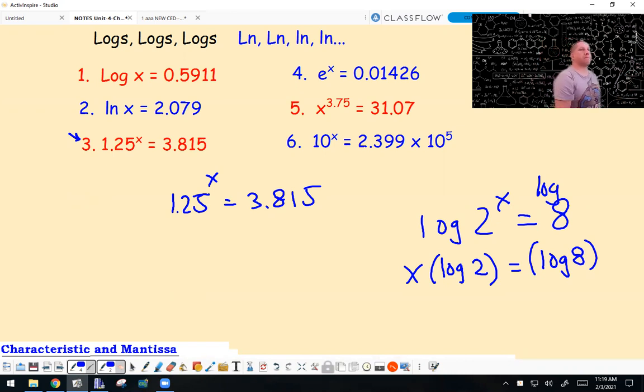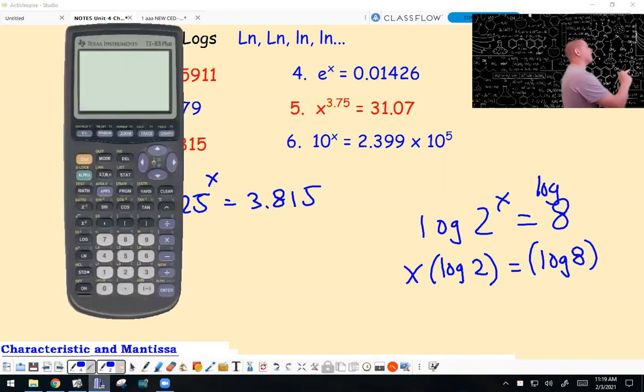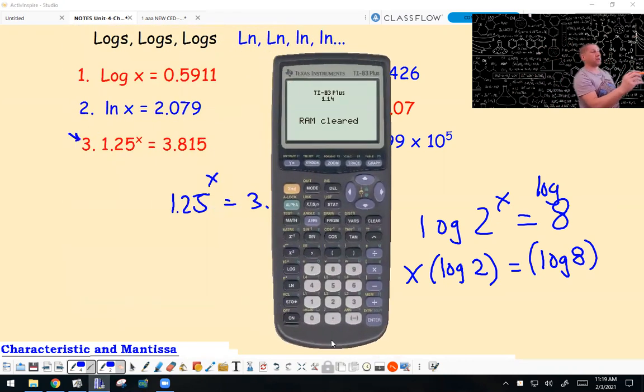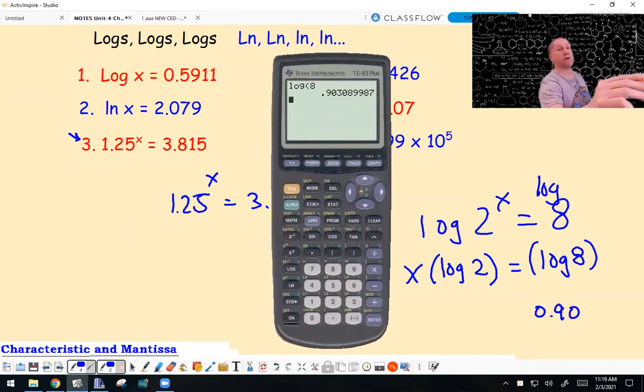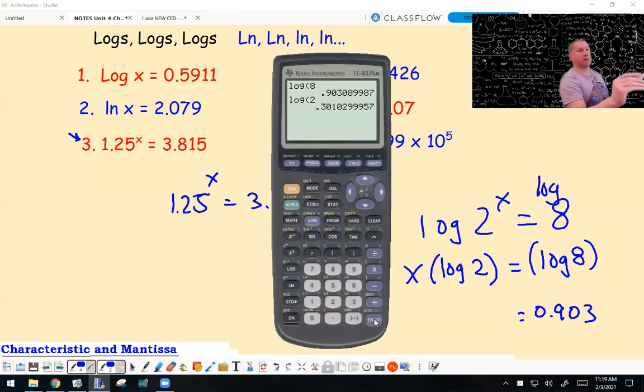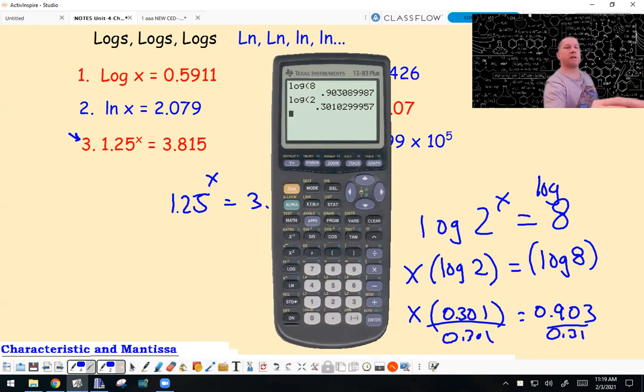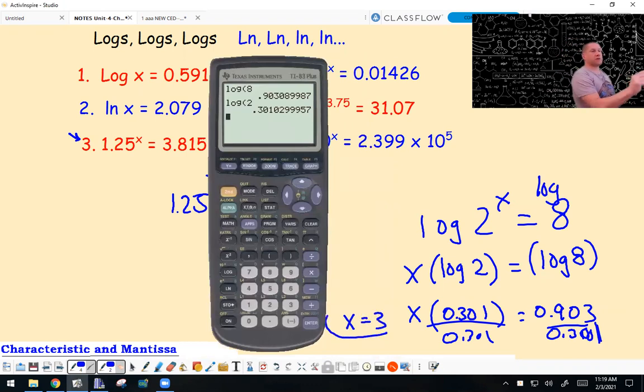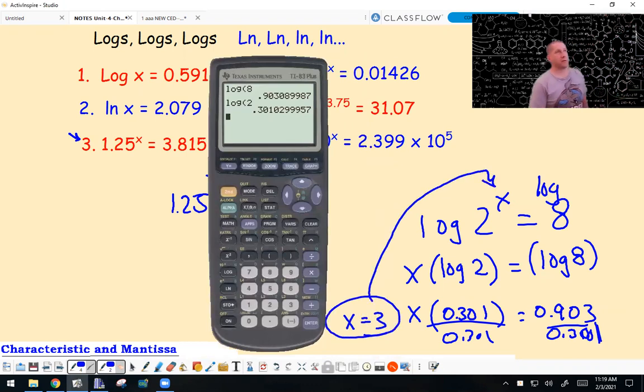All right, so here's how you do it. Now it's easy because I can plug it into my calculator. The log of 8 is 0.903, which is equal to x times the log of 2, which is 0.301. Divide both sides by 0.301, and you can see x equals 3. So we knew that x equals 3: 2 to the third power is 8. We know that. So there's the algebra, there's solving the logs.